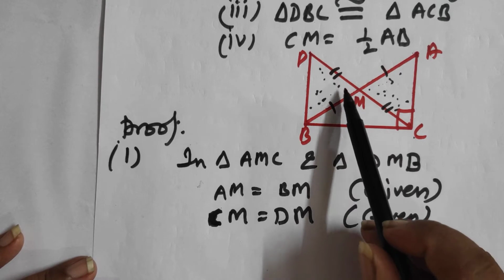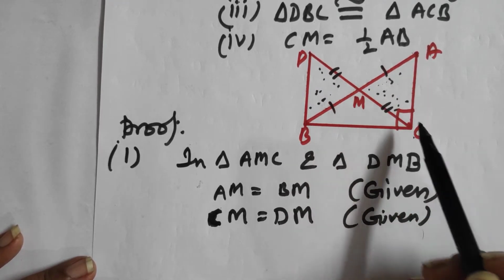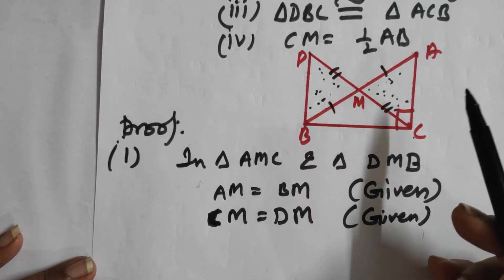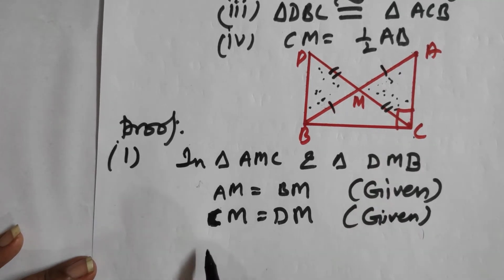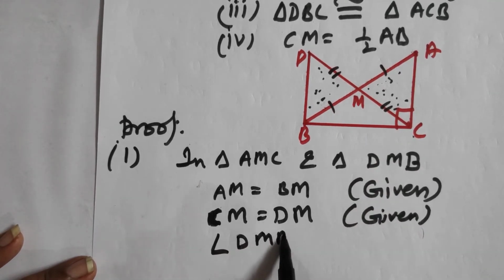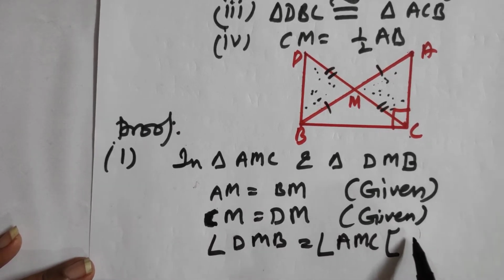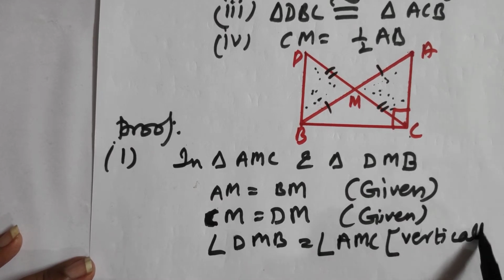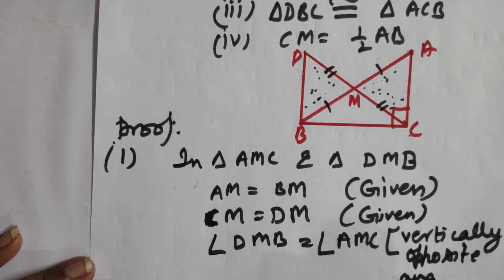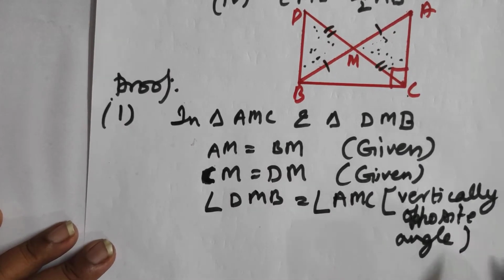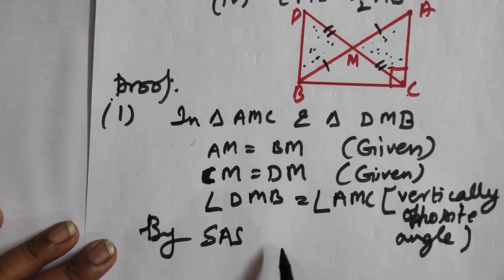Now see, the included angle between the two sides is angle DMB and AMC. These two angles are of course equal. How? These two angles are vertically opposite angles. So angle DMB is equal to angle AMC, and we have to write the reason, that is very important: vertically opposite angles.